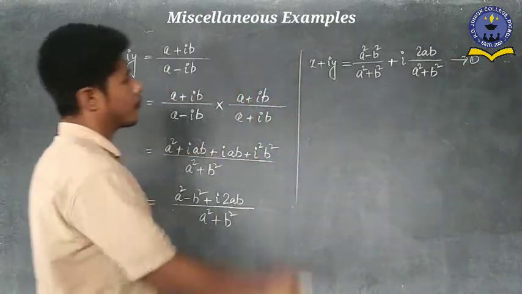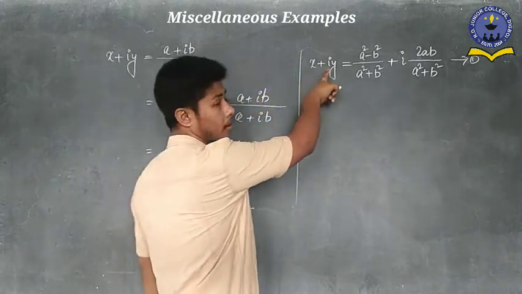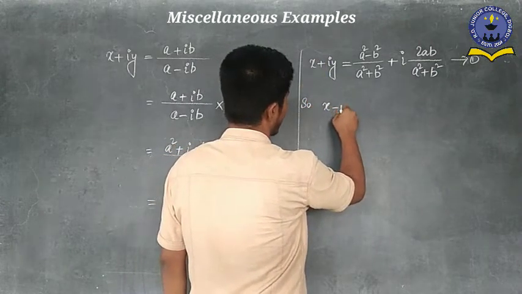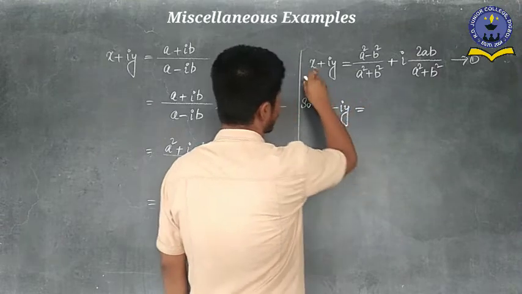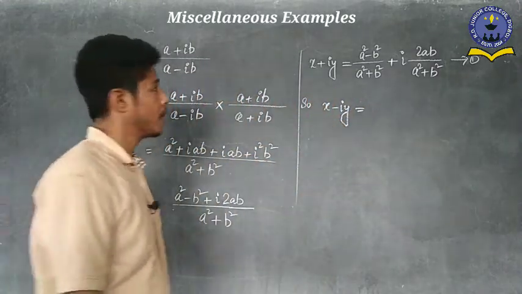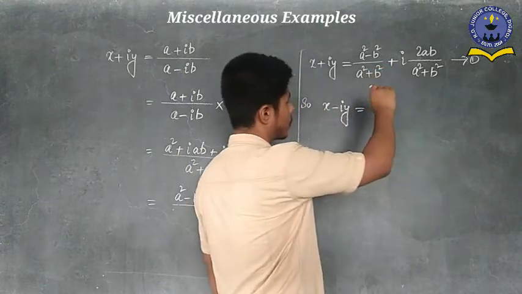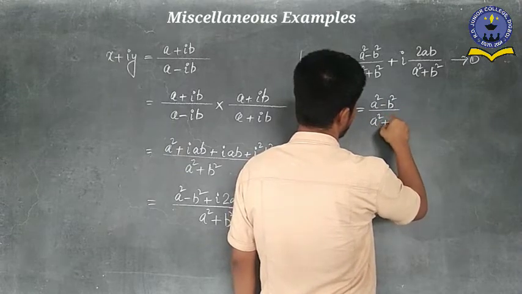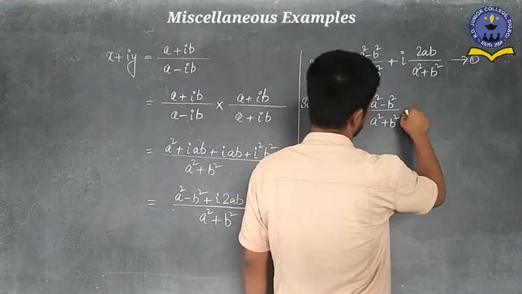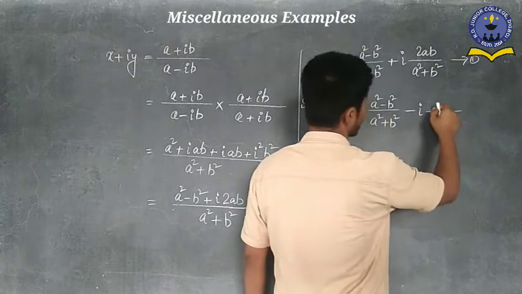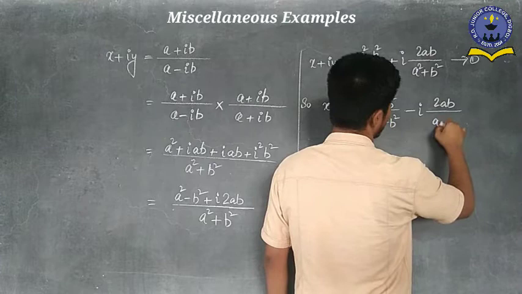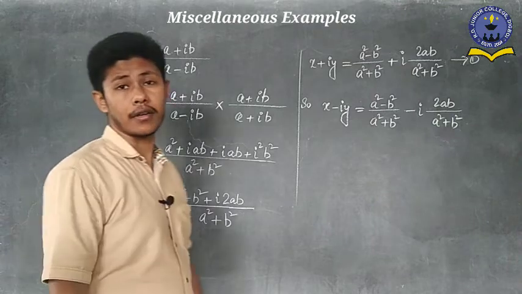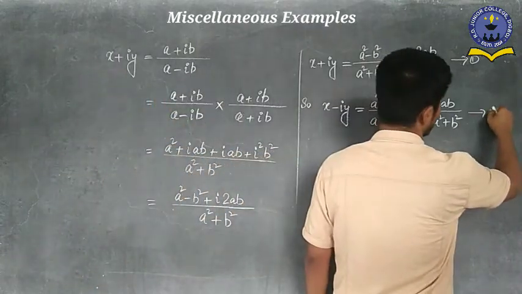Now if we find the conjugate of x plus iy, what is the conjugate of x plus iy? It is x minus iy. So we write a square minus b square divided by a square plus b square, and for the conjugate we write minus i times twice ab divided by a square plus b square. So without comparing, we can directly write it in this way. We put this as equation number 2. Is it clear?